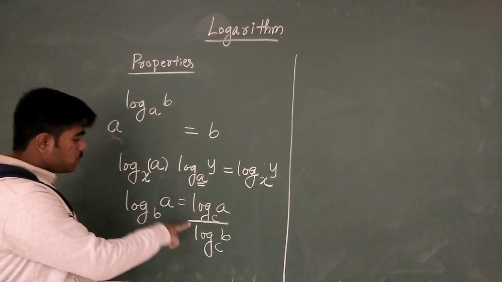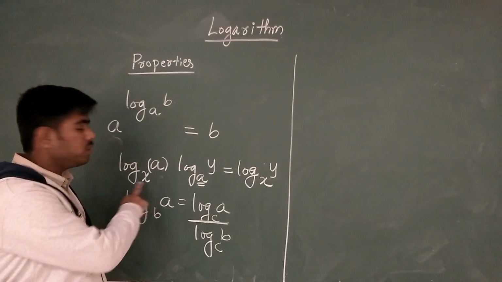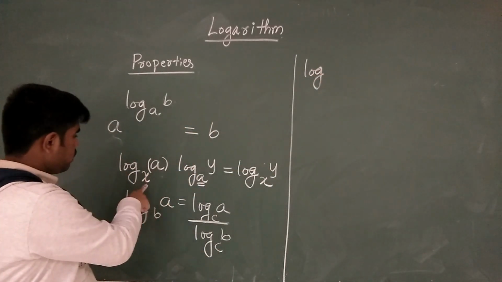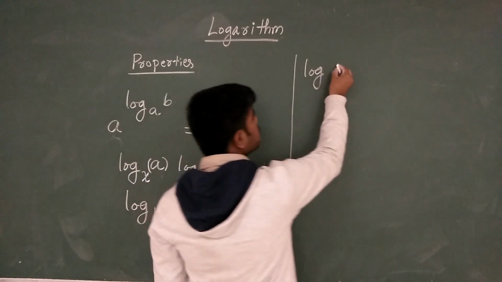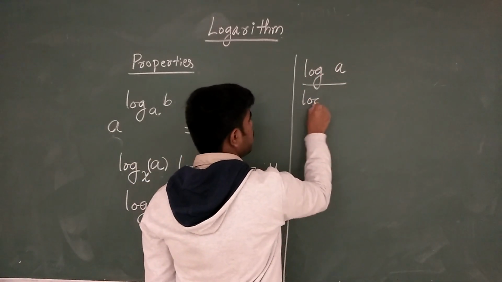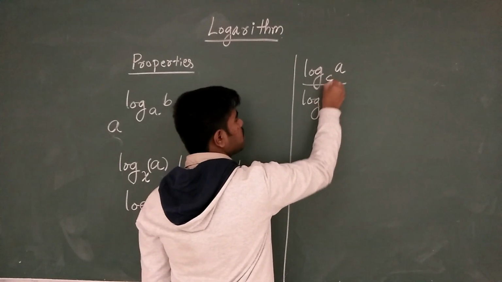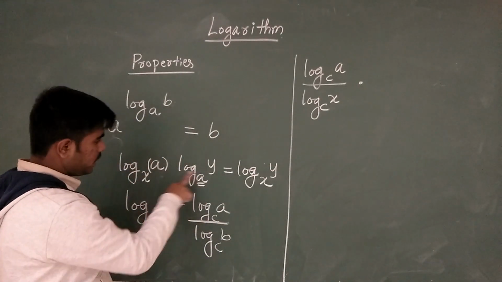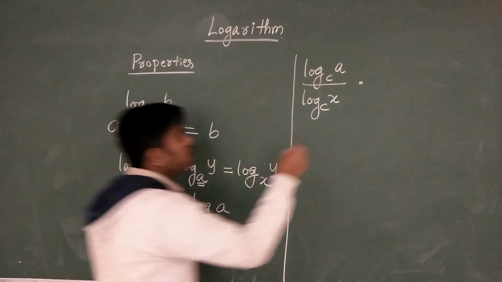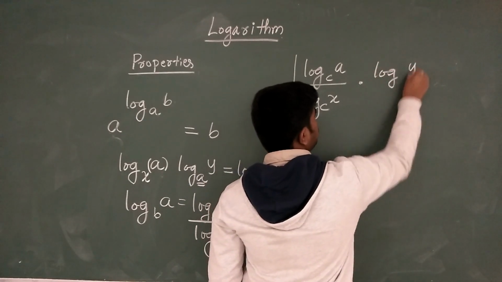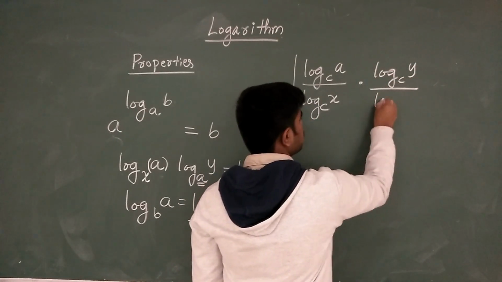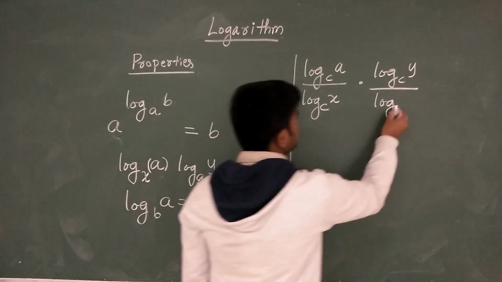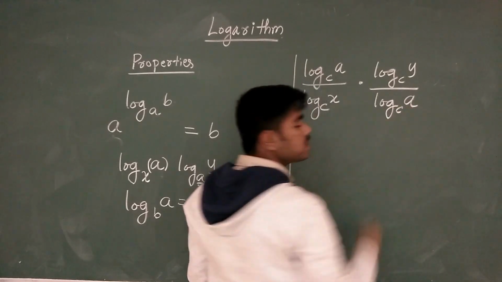Okay, hence using this property we can prove this. How can we do that? If I have log of a to the base x, I can write this as log a divided by log x to the base c, into, now here it is log y to the base a. I can write this as log y to the base c divided by log of a to the base c.